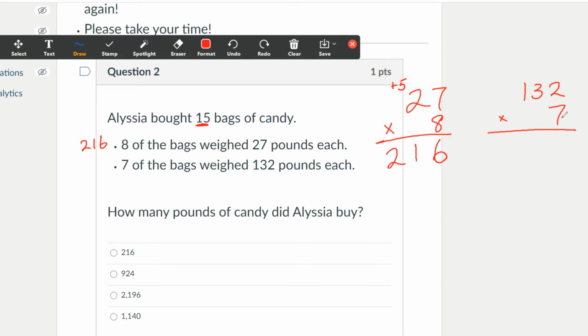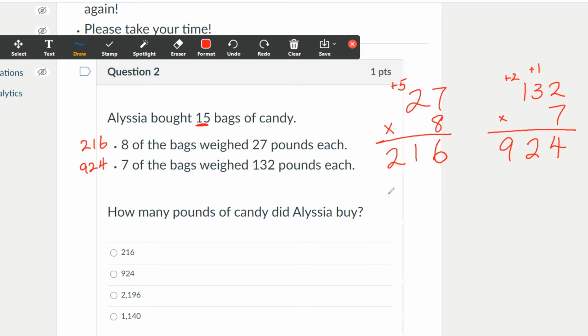For the 132 pound bags, I have 7 of them, so I'm doing 132 times 7. 7 times 2 is 14. Regroup the 1. 7 times 3 is 21, plus 1 more is 22. Regroup the 2. 7 times 1 is 7, plus 2 more is 9. So all 7 of these bags together weigh 924 pounds.